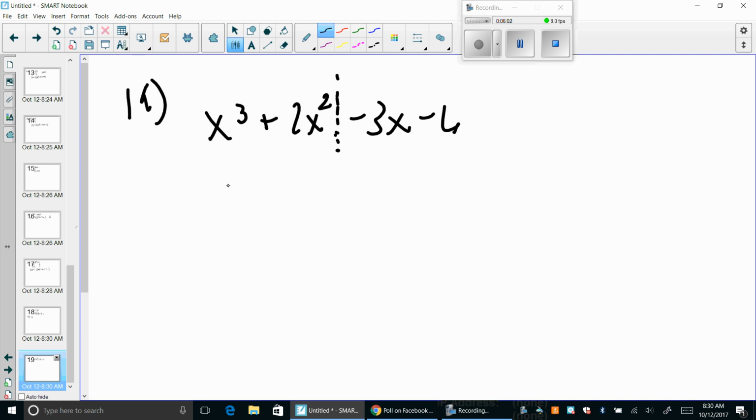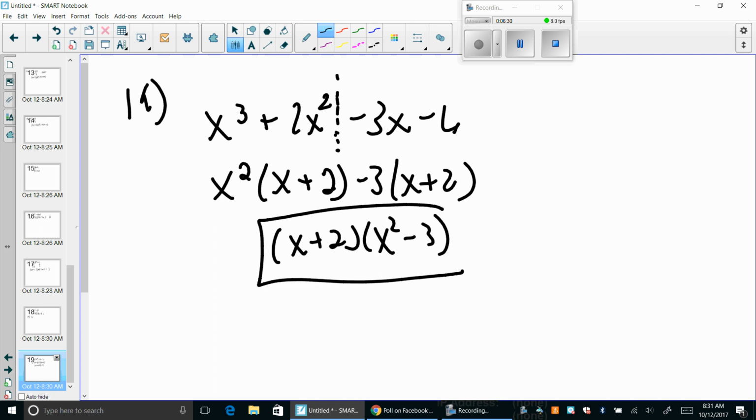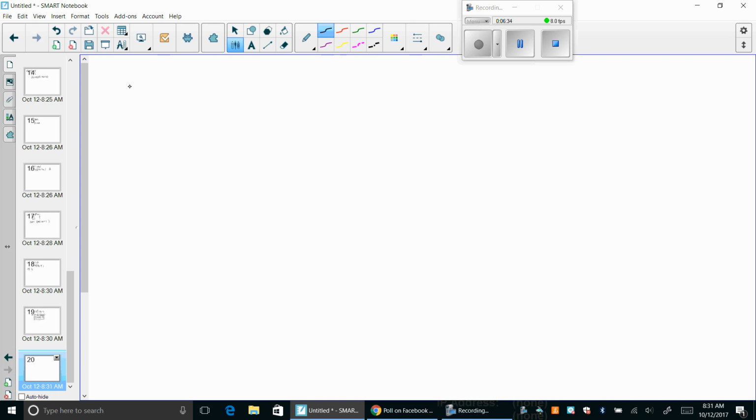Look for a GCF out of your first two. That'd be x squared, and so that'll leave me with x plus 2. And then here I'm going to take out a negative 3, and that'd be times x plus 2. So x plus 2 is the common factor, and x squared minus 3 is my other factor. This can't be factored. If it was x squared minus 1, if 3 was a square number, then this would be a difference of squares, but since it's not, I am done. So that's my answer for 19. Number 20.